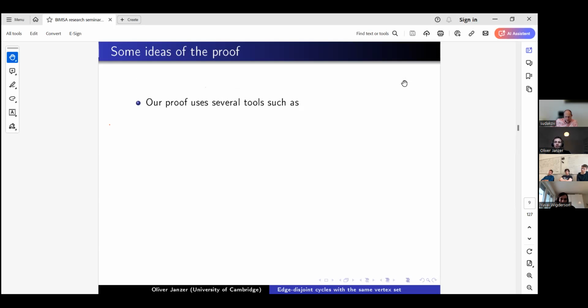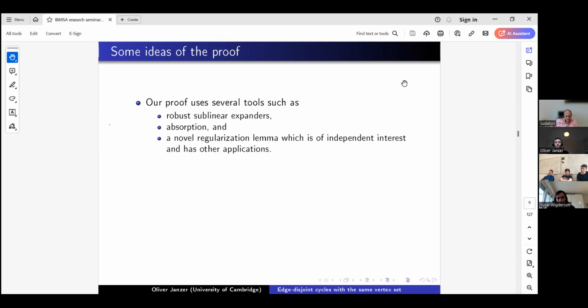Okay, so let me give you first just a very brief overview of the proof, just mentioning some of the tools, then I'll get into the details. Our proof uses several tools, such as robust sublinear expanders, absorption, and a cool new ingredient, which is a novel regularization lemma, which is of independent interest and has other applications.